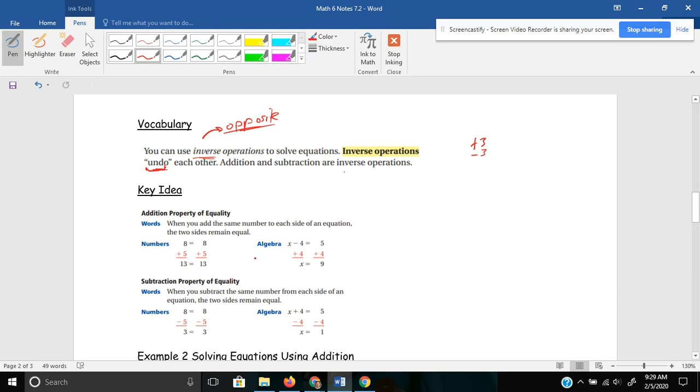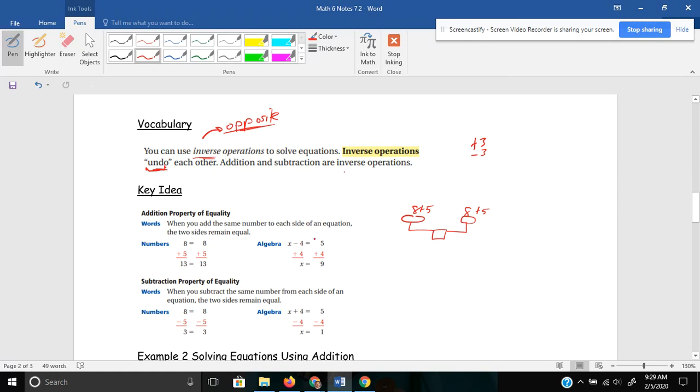For our key idea here, it says, when you add the same number to each side of an equation, the two sides remain equal. Remember before when we said equations are like scales, if you said 8 is equal to 8, that's true. Those scales will be balanced. If you added 5 to each side, those would still be equal because now you'd have 13 on the left and 13 on the right. If you were to do that with algebra, that remains the same.